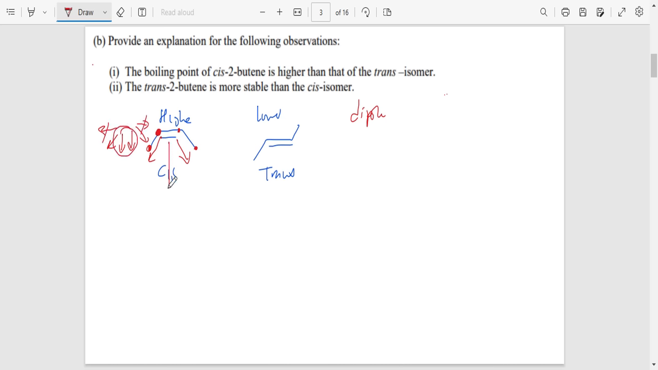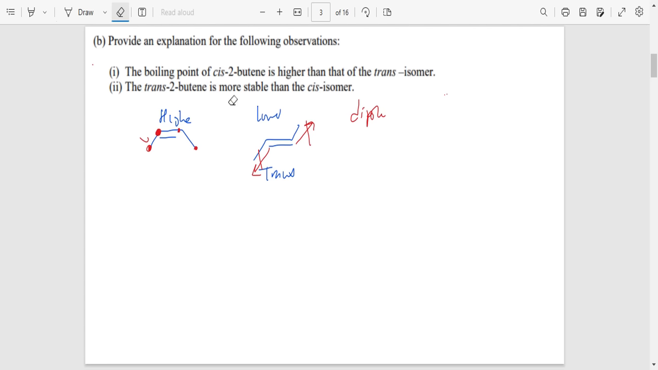So the cis isomer has got a net dipole going in this direction. But for the trans, we are going to have a dipole in this direction and a dipole in this direction, so these two will cancel each other. So the cis has got a net dipole. Because of that net dipole, the intermolecular forces are stronger, such that if you want to boil it, you have to give it more energy. That is why the boiling point of the cis isomer is higher than that of the trans isomer.